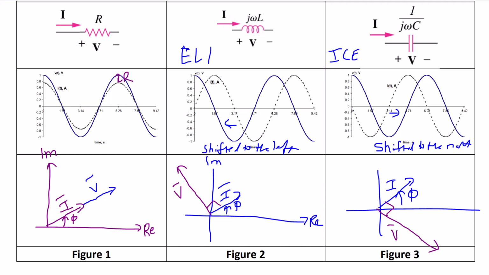Then for ICE, the capacitor, current leads voltage, which means that the voltage is shifted to the right of the current. So if the current is in quadrant 1 with an angle phi, then the voltage is in quadrant 4, and the difference between those vectors is 90 degrees. And the length differential for both of those would be based upon either j omega L for the inductor or j omega C for the capacitor.